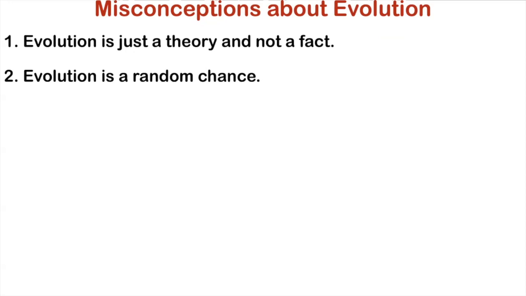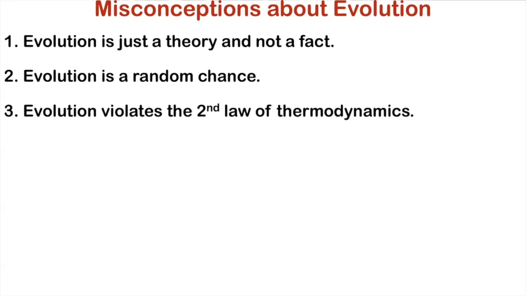Number three, evolution violates the second law of thermodynamics. The second law of thermodynamics states that the amount of disorder or entropy in a closed system will always increase over time. However, remember that Earth is not a closed system. The sun provides a constant input of energy, allowing for the increase in complexity and order in living organisms. So it does not violate the second law of thermodynamics.